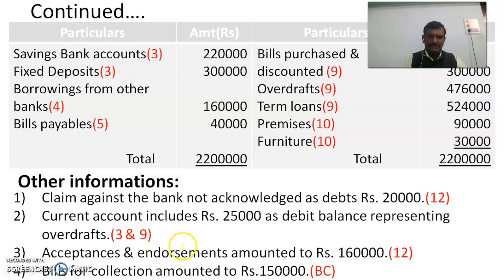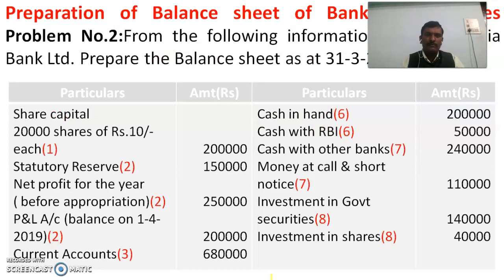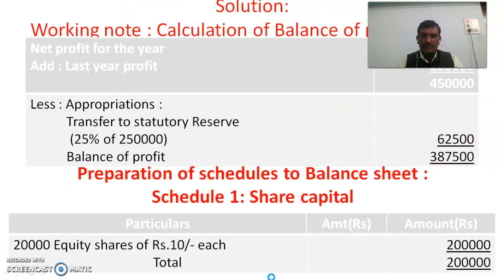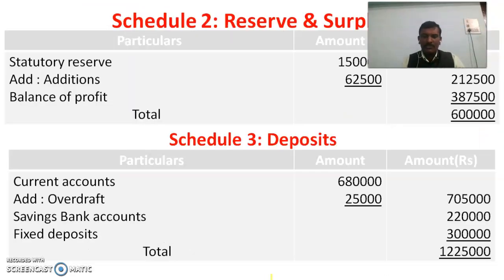Then likewise, acceptances and endorsements is an item of schedule number 12, which is a contingent liability, and bills for collection is taken separately in the balance sheet as bills for collection. So likewise, we have to make the bifurcation or classification of items given in the problem, and based on these, now we have to go for preparation of schedules. For preparing schedules, there is a need of some important working notes.